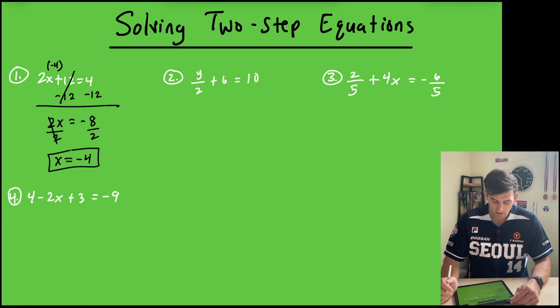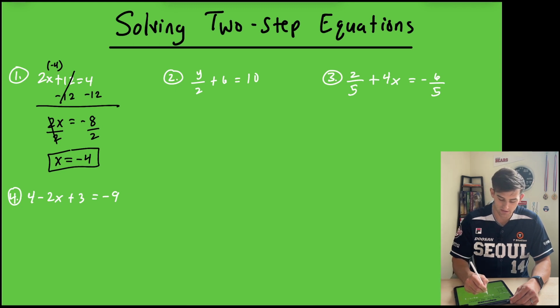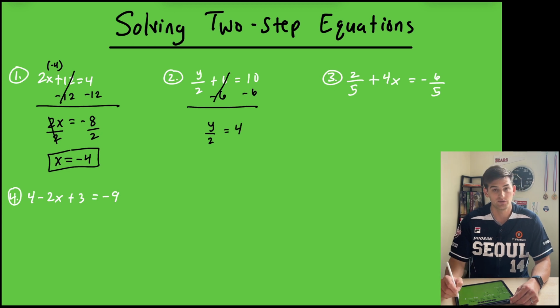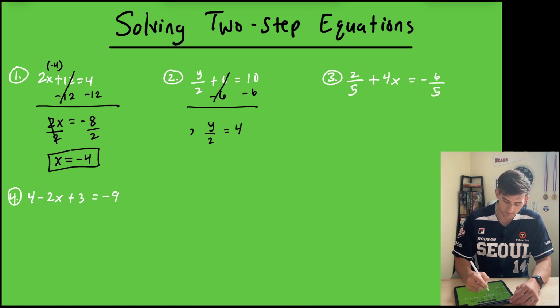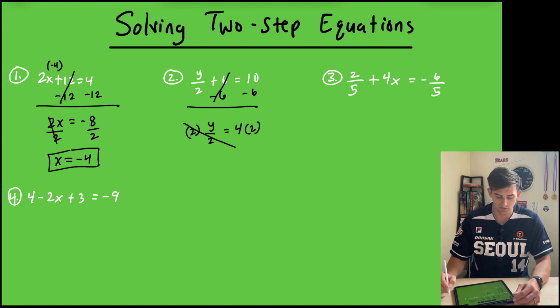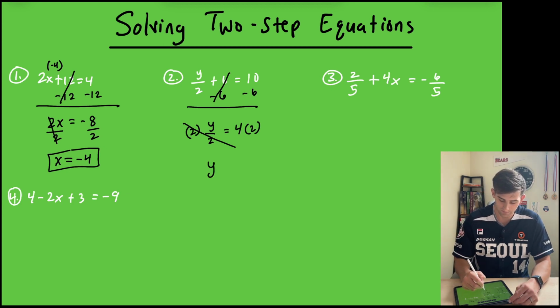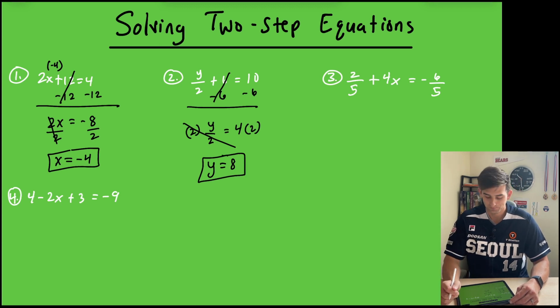All right, number 2. Y divided by 2 plus 6 is equal to 10. Once again, we have this plus 6 here. Let's subtract that to do the inverse of add 6. That will cancel out the plus 6 on the left. Now we have y divided by 2 is equal to 10 minus 6, which would be 4. Now what's the opposite of divide by 2? Well, that would be multiply by 2. So I'm going to multiply both sides by 2. Once again, that's going to cancel out my 2's on the left. So we're left with y is equal to, and 4 times 2 would be 8. So y would be 8 for number 2.